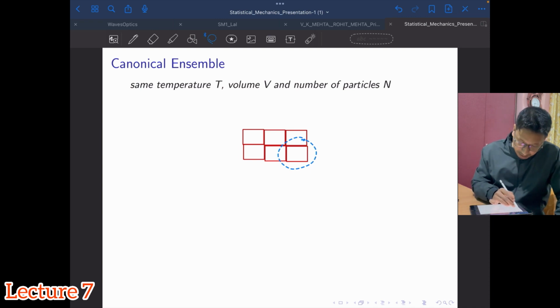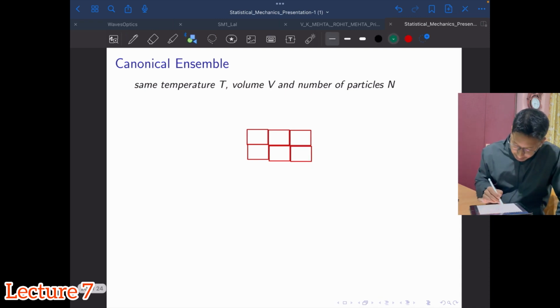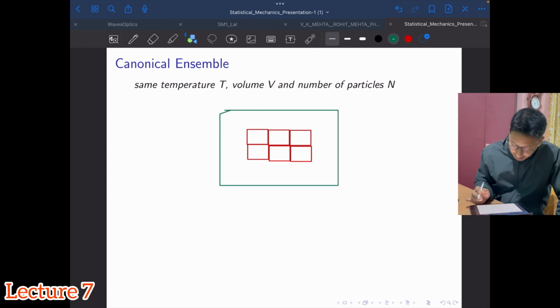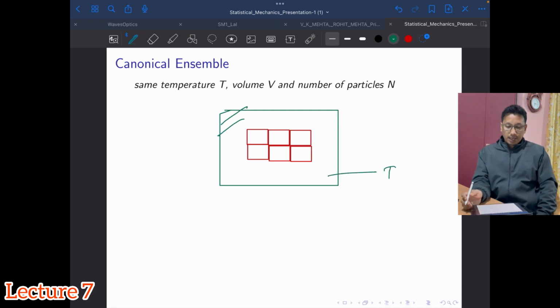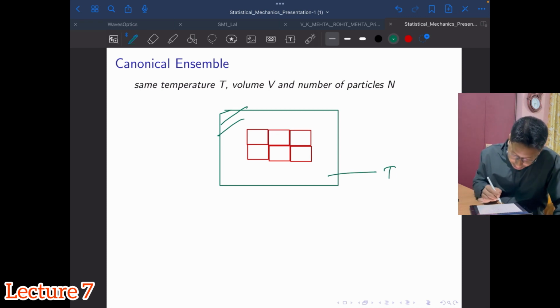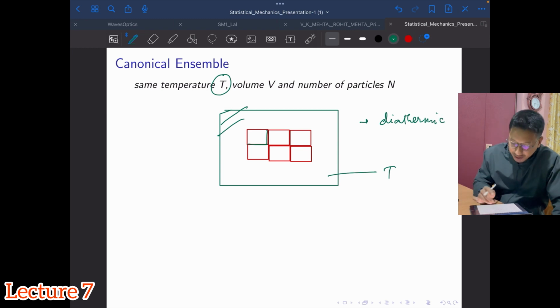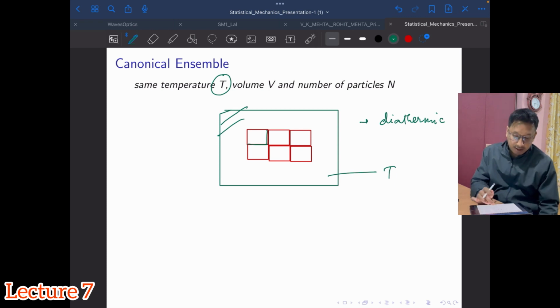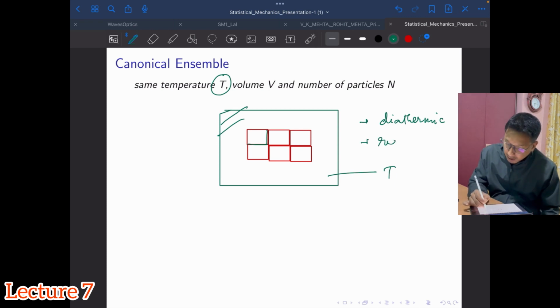All of them are put in a heat reservoir, maintained at temperature T. Within the systems 1, 2, 3, 4, they have the same temperature, and the walls of the systems are diathermic, meaning energy can be exchanged among these systems. The wall is rigid, so volume cannot change, and the number of particles is the same, since the walls are still impermeable.